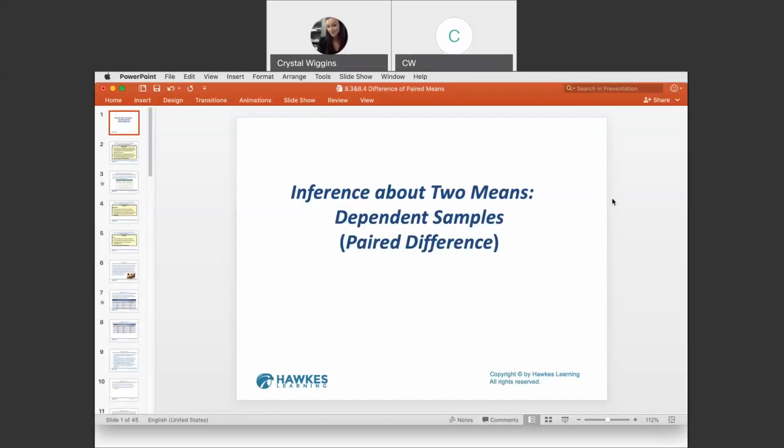Okay, let's talk about hypothesis testing with two populations, but specifically we're talking about paired differences now. So dependent samples. Last week we spent the time talking about independent samples, where the samples were not related in any way to each other. And now we're referencing what it means to be a dependent sample, where the two samples taken do have some sort of dependency on each other, and how that changes the hypothesis test.